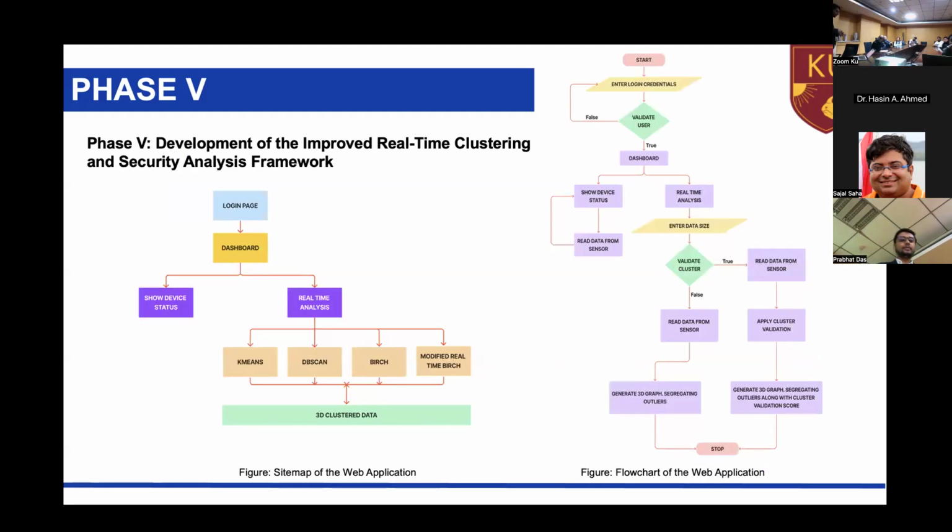And in phase 5, we have also created the entire dashboard of the application that we have built.